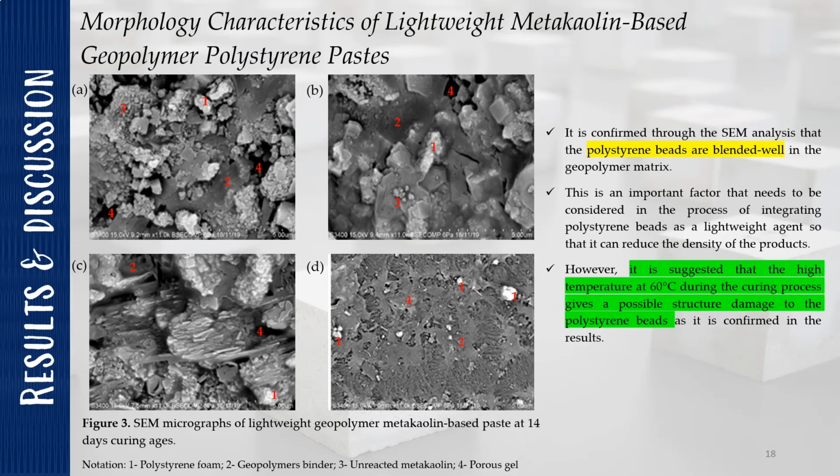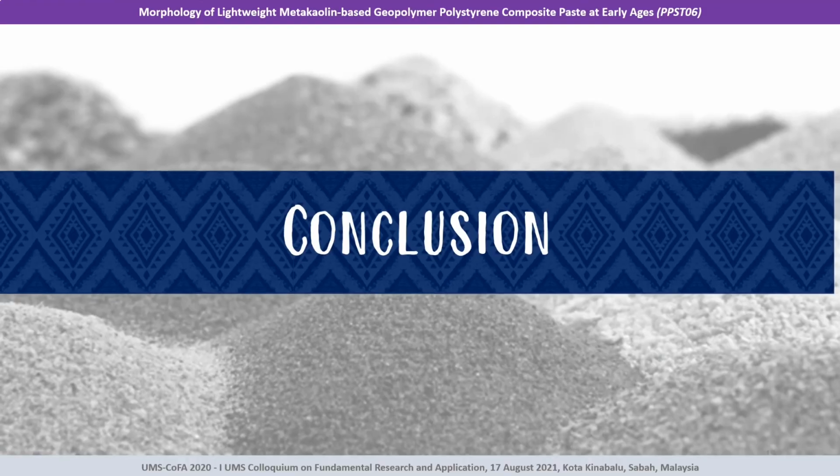This is an important factor that needs to be considered in the process of integrating polystyrene bits as a lightweight agent so that it can reduce the density of the products. However, it is suggested that the high temperature of 60 degrees Celsius during the curing process gives possible structural damage to the polystyrene bits, as confirmed in the results. Thus, this discussion brings us to the conclusion of the present study.